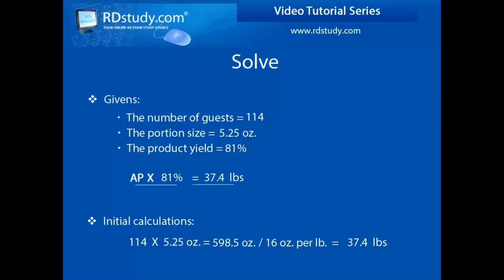By dividing each side by 81%, or 0.81, on the left they cancel each other out, leaving AP by itself. And on the right, we end up with 37.4 divided by 0.81. This gives us the converted formula of AP is equal to 37.4 pounds divided by 0.81, which when solved gives us an AP value of 46.7, or just over 46 pounds of AP product required to meet the needs of our function.